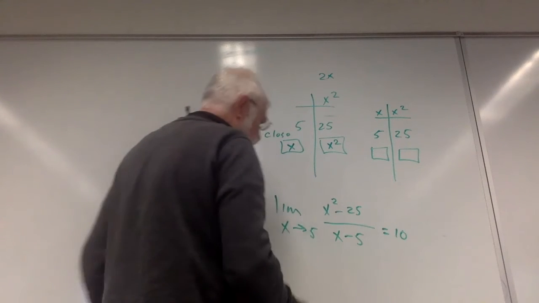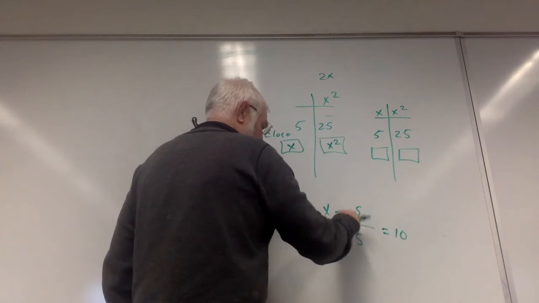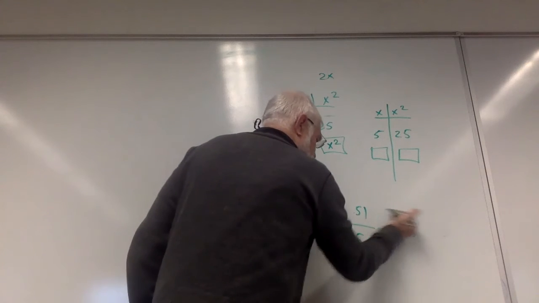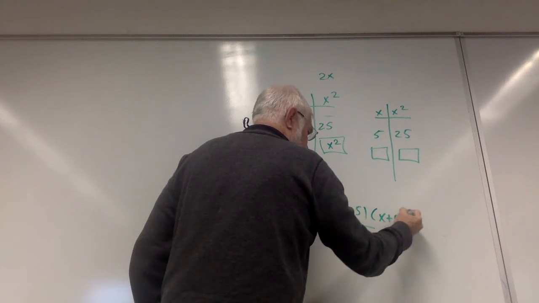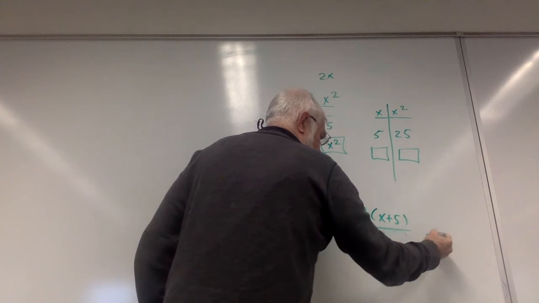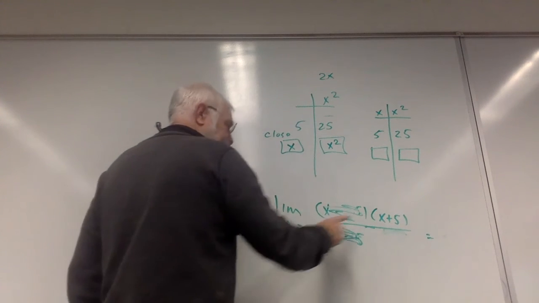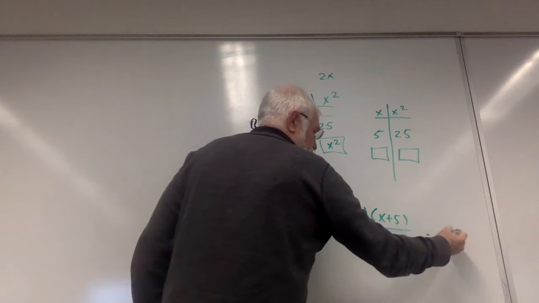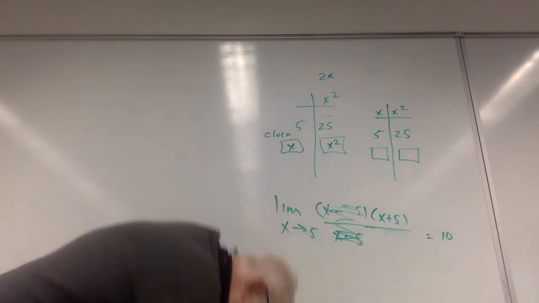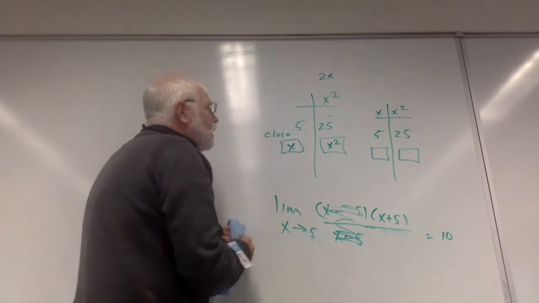Now I said do it algebraically. So how do you do this algebraically? Well, you would have factored. You would have done x minus 5 times x plus 5. Right? What happens? The x minus 5s divide out of the problem. Now I can substitute 5 in and I get 10. So that's one algebraic method. Okay. Now we're going to do it again.